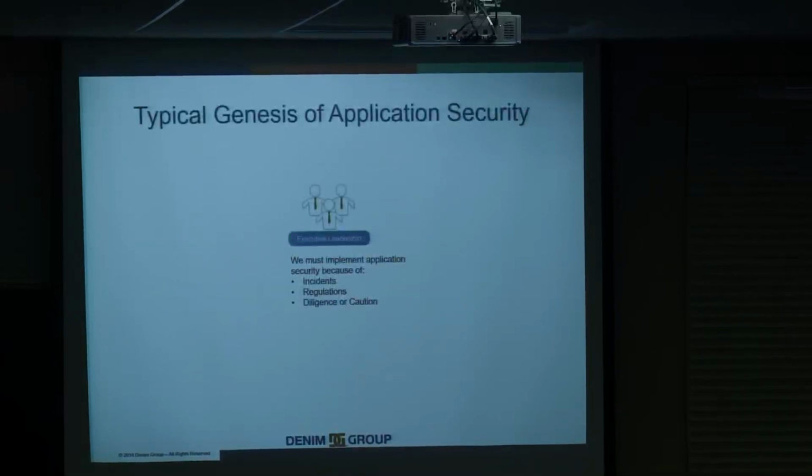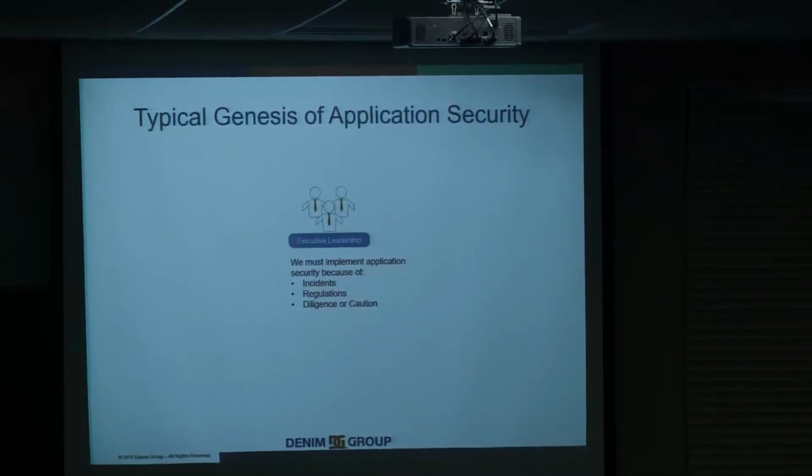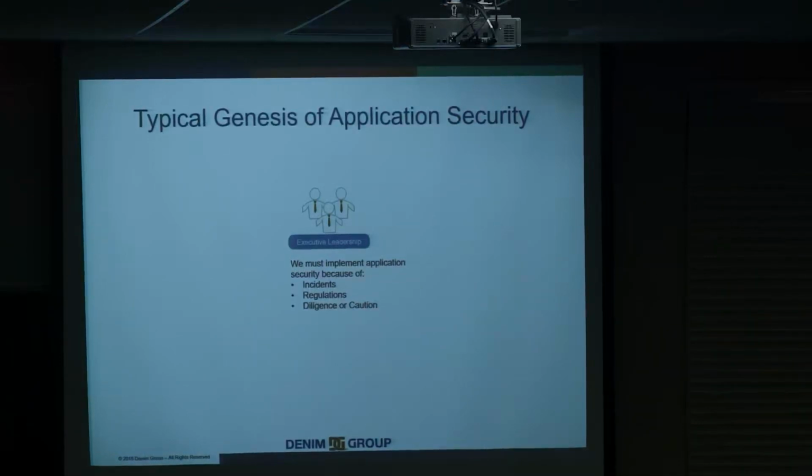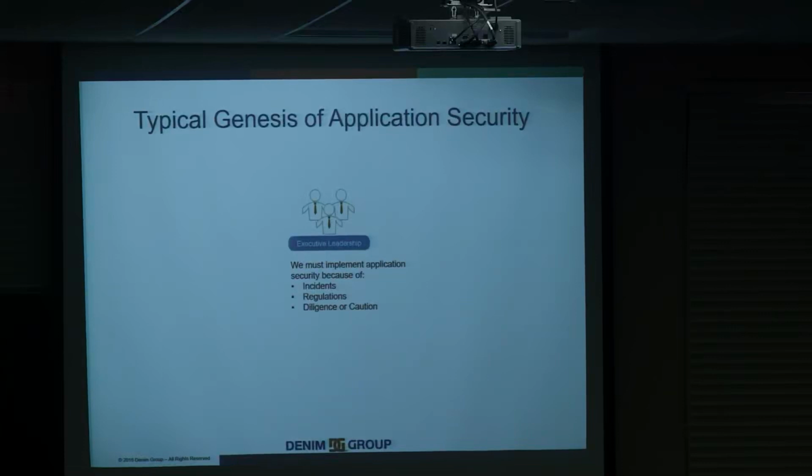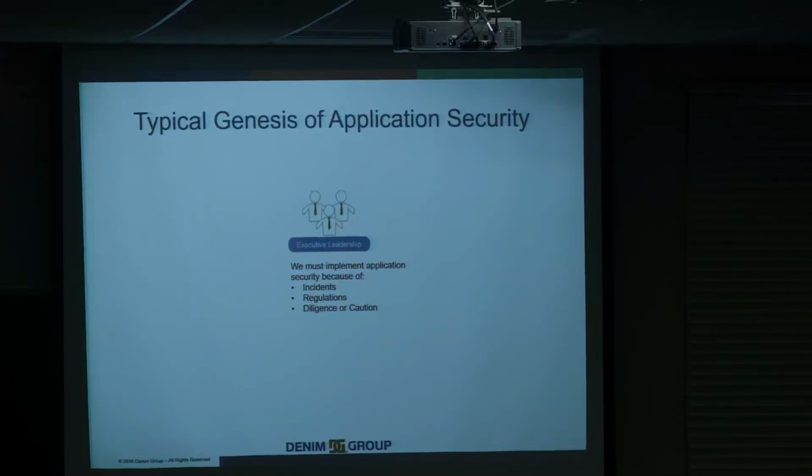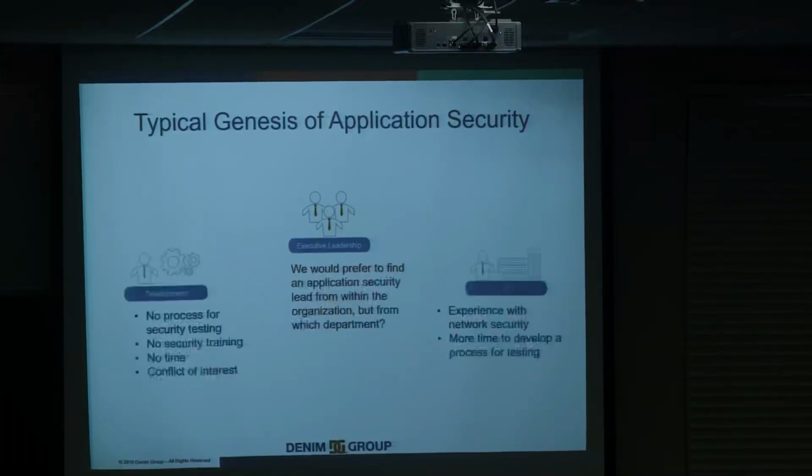I talk about these pitfalls because this is something that we see in the wild all the time. So suppose we have executive leadership, not necessarily technology people, but decision makers, that have drank the Kool-Aid. They are on board with doing application security. They must implement it because of, and it could be for whatever reasons, incidents, regulations, diligence or caution, ideally a combination of multiple ones. So being executives, they have an immediate decision to make. Well, who are they going to make responsible for this?